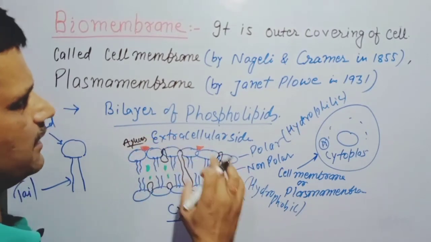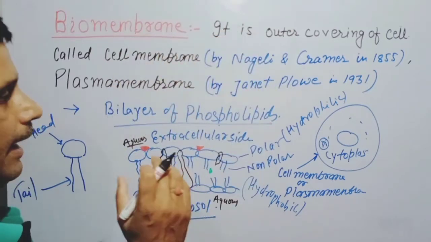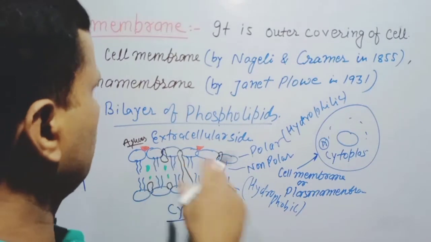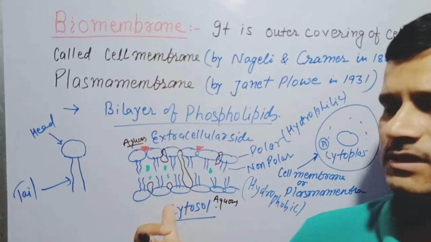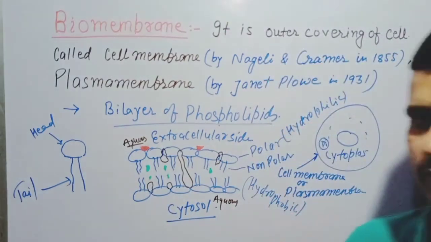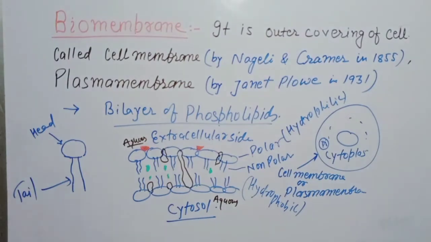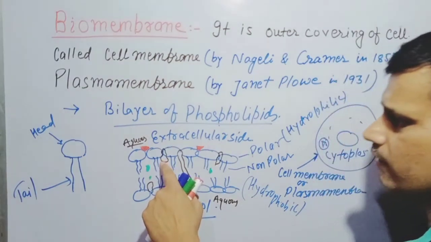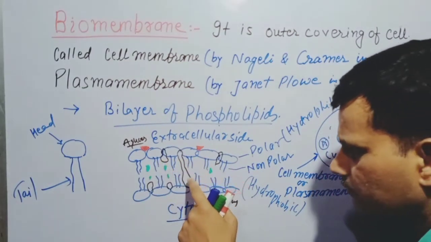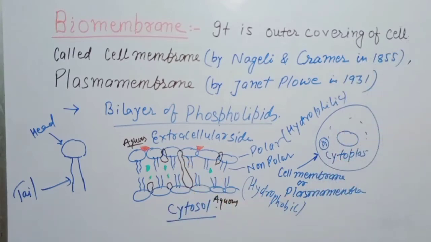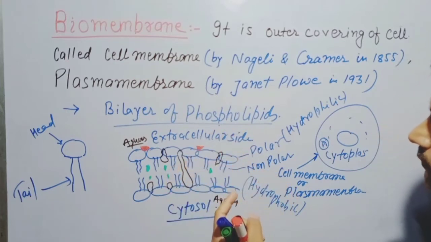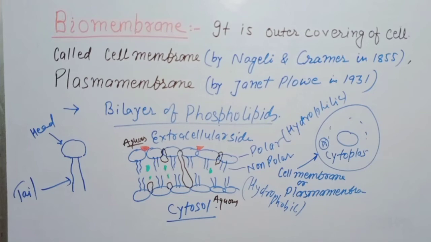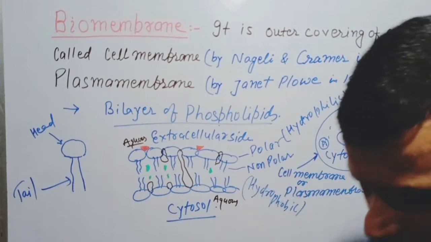So this is the structure of the biomembrane, and this model of the biomembrane was given by Singer and Nicolson, which is called the fluid mosaic model of biomembrane. This is the peripheral protein, and this one is called the integral protein, which helps in transportation of molecules. So now we come to the next slide.